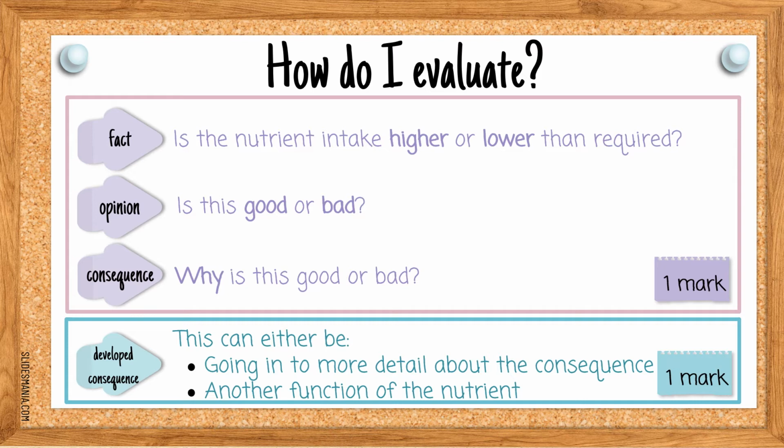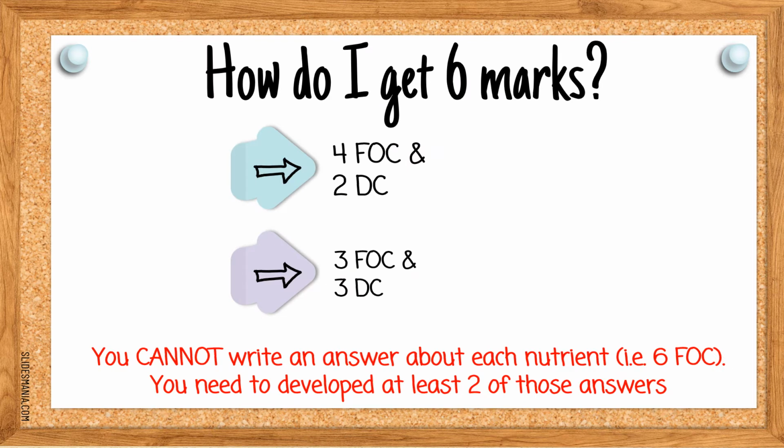So developed consequence can either be going into more detail about the consequence that you wrote above, or it can be discussing another function of that nutrient. So remember, the DRV question is worth 6 marks. So how do you actually get those 6 marks?